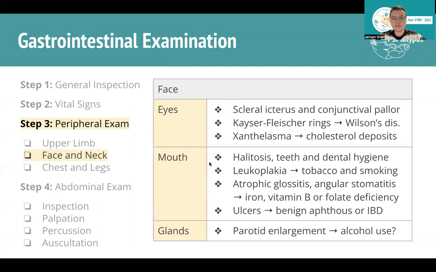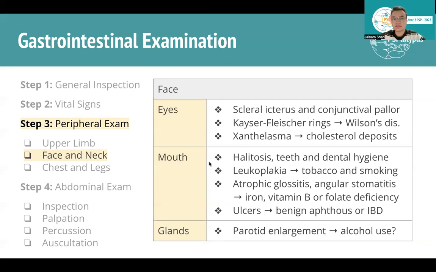With gastrointestinal more specifically, you can have these things called Kaiser-Fleischer rings, which is around the pupil. You can see these, I guess you could say greenish gray rings. And that's supposed to indicate copper deposits, which is potentially a sign of Wilson's disorder, which is a genetic disorder where you have excessive copper in your system. You can also have xanthelasma, which is similar to xanthomata in the tendons, but in this case, you have it around the eyelids, and it's a similar sign for cholesterol deposits.